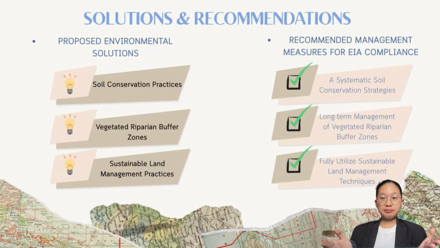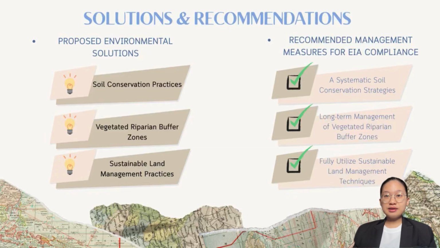Now, I will explain the recommended management measures to support EIA compliance in Ranau. The study shows that forest areas in Ranau have been converted into agricultural and built-up land. This has increased soil exposure, leading to higher runoff, erosion, and sedimentation in nearby rivers. Therefore, focused mitigation measures are needed to reduce environmental impacts while ensuring EIA compliance.